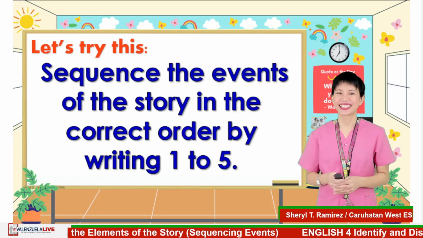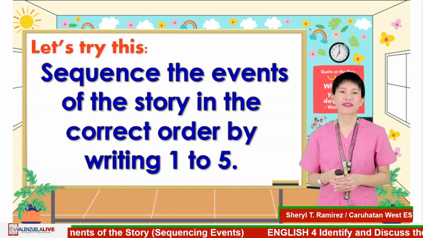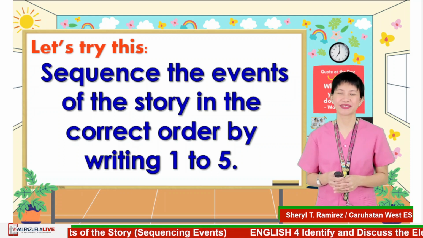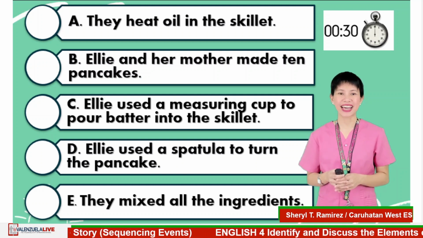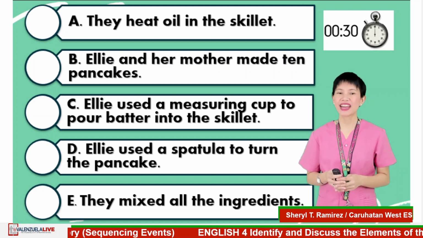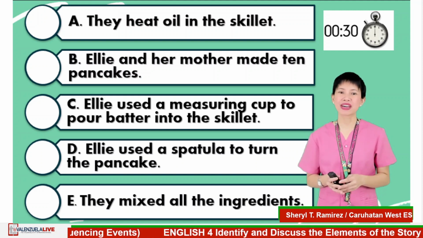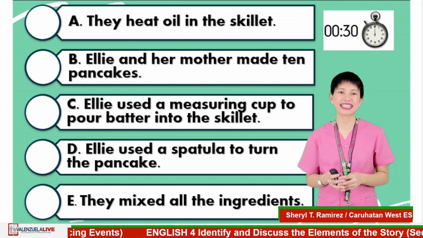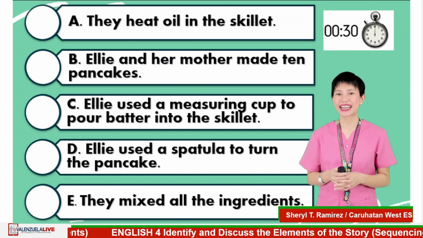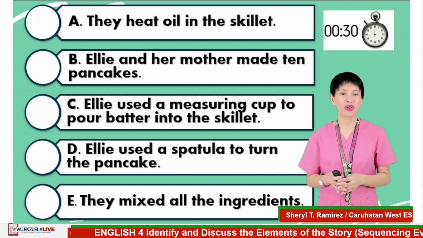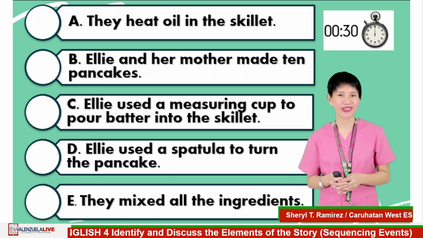Now, sequence the events of the story in the correct order by writing numbers 1 to 5. A. They heat the oil in the skillet. B. Ellie and her mother made 10 pancakes. C. Ellie used a measuring cup to pour batter into the skillet. D. Ellie used a spatula to turn the pancake. And E. They mixed all the ingredients. Your time starts now.